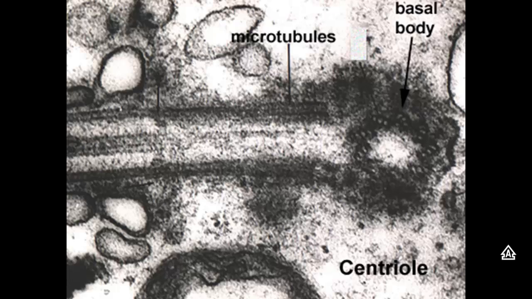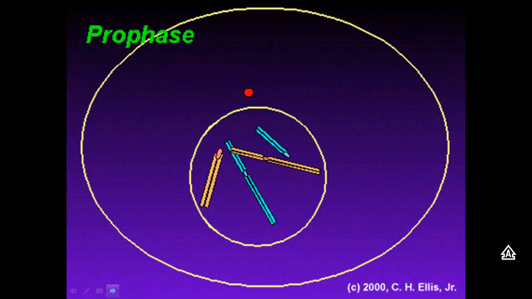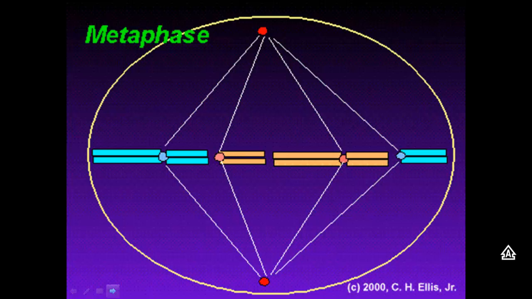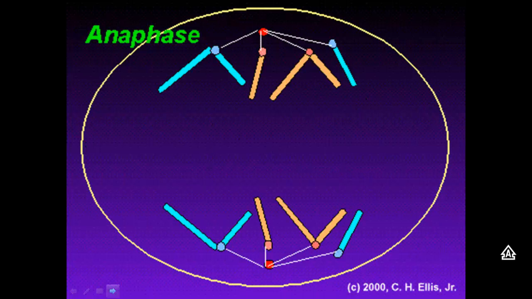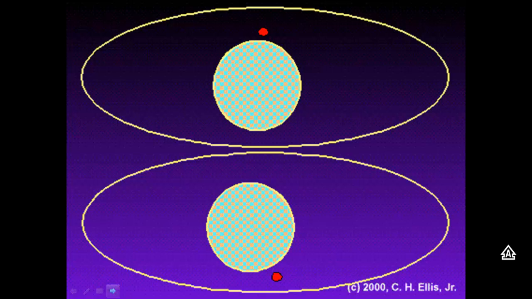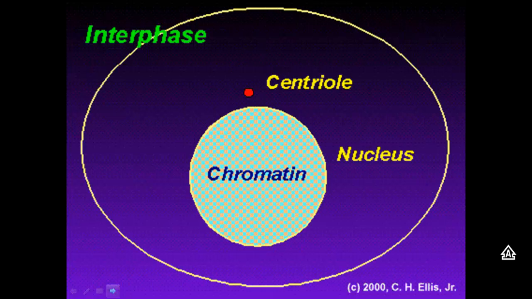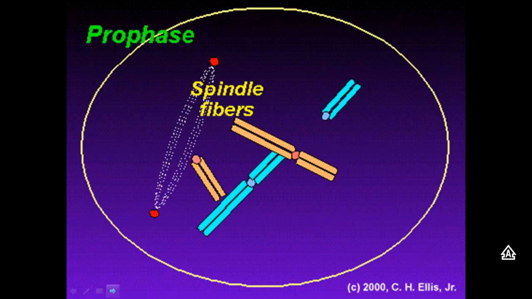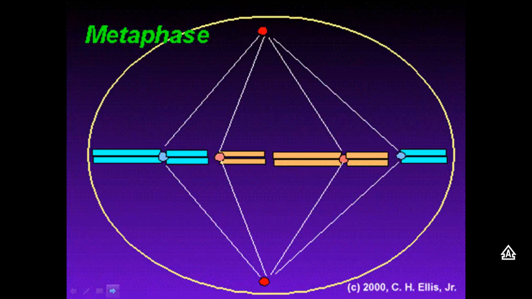Here's an electron micrograph picture. It's not a very clear picture, but that is a centriole. And we'll just watch the process of mitosis. So there you've got your red centrioles growing spindle fibers, and spindle fibers pull those chromosomes apart so the cell can pinch off to make two new daughter cells. Again, the centriole replicates, becomes two centrioles, they grow spindle fibers, and pull the chromosomes apart.